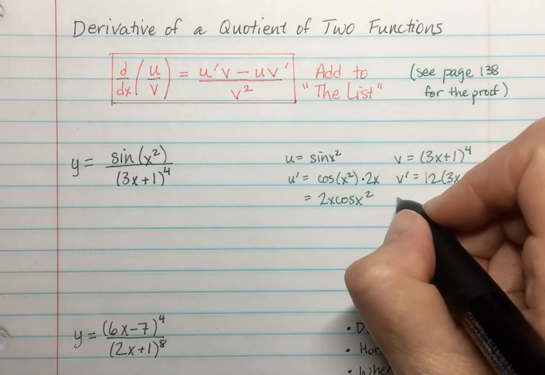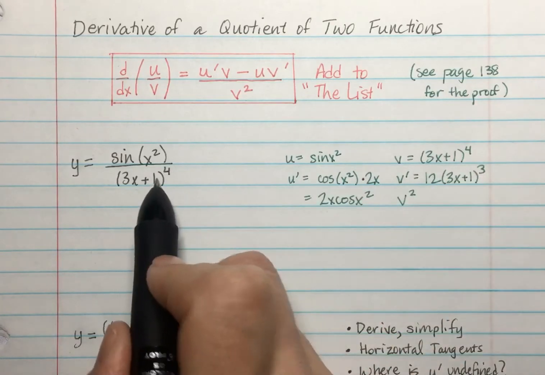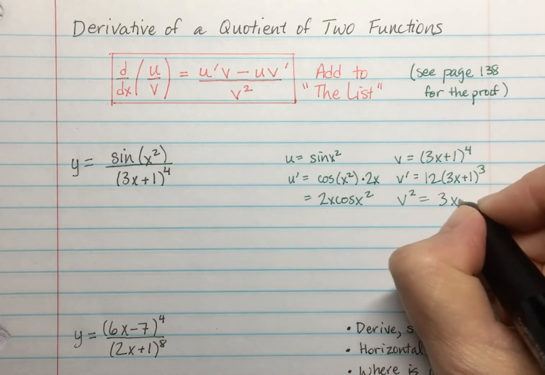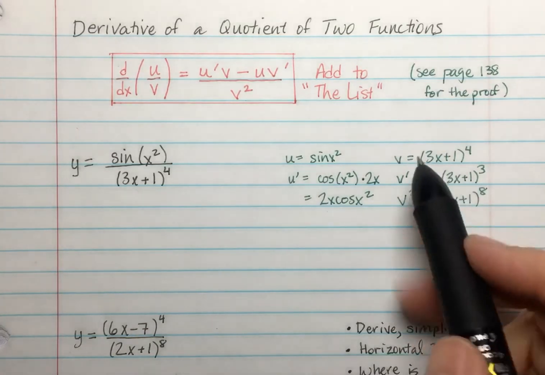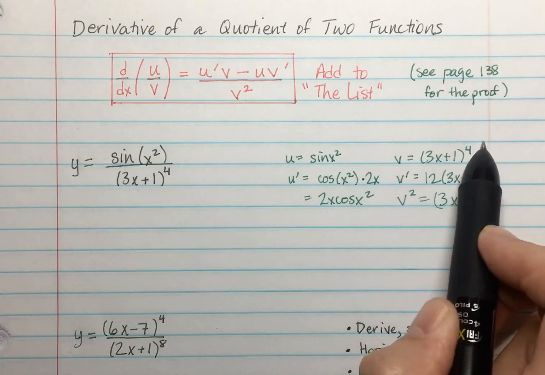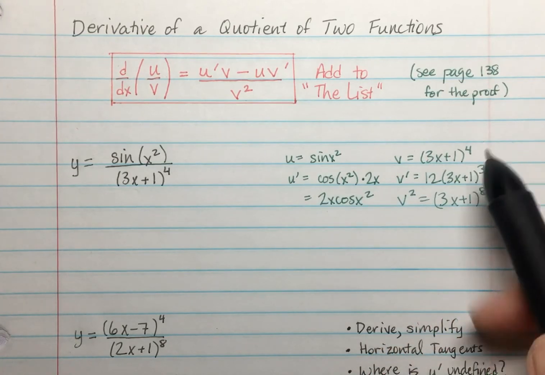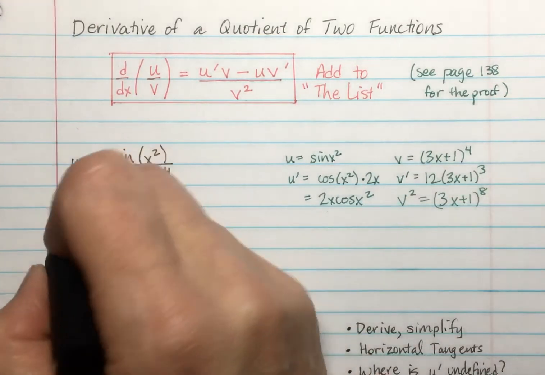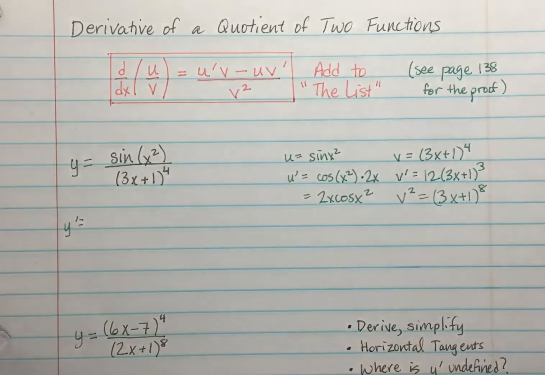So if we are squaring 3x plus 1 to the fourth, we get 3x plus 1 to the eighth. Because if I threw this guy in parentheses and threw an exponent of 2 on there, you would have a power raised to a power, so you'd multiply that exponent. So we have all of this set up for ourselves.